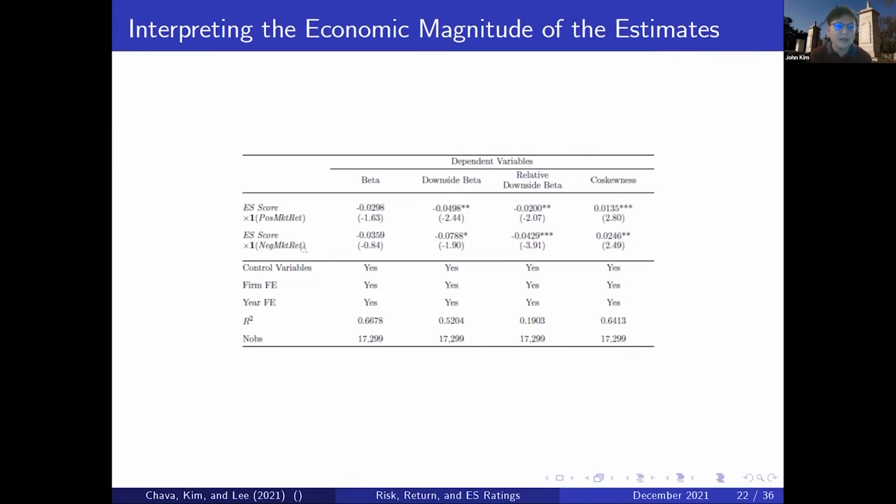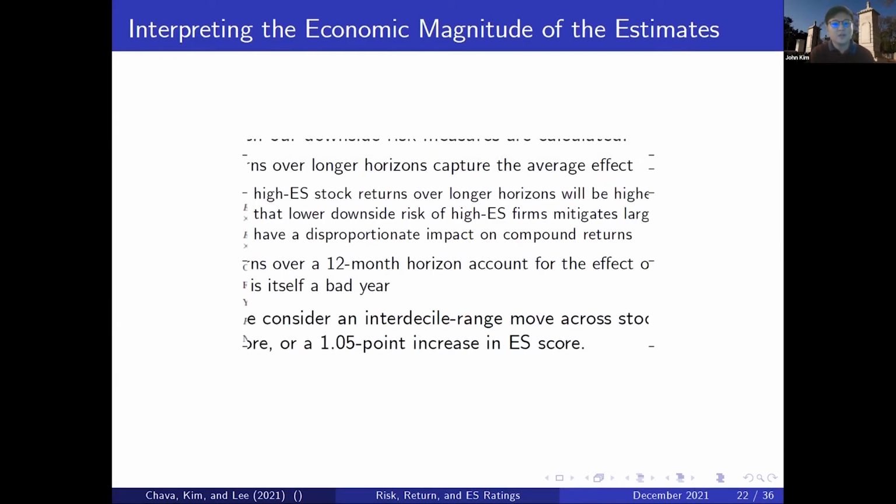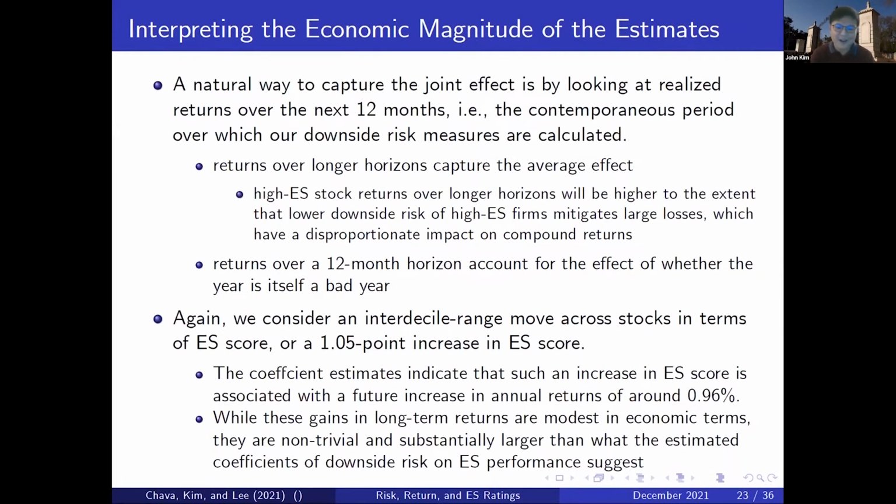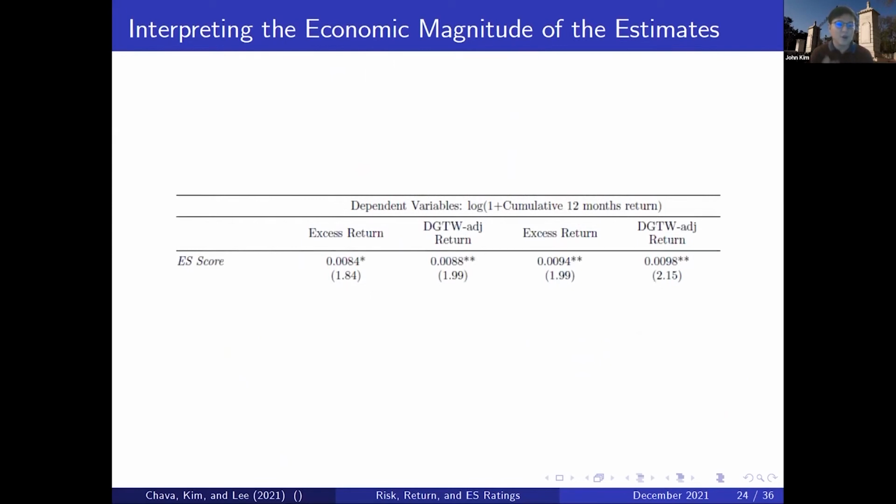And we do find that ES score has a much stronger effect on the systematic downside risk when the market return during a given year was bad itself. I'm not going to have enough time to go into much detail about this, but basically what we argue is the correct way to account for the effects of the downside risk is to look at a compounded return over the next one year, corresponding to the yearly time period that we look at for measuring the downside risk.